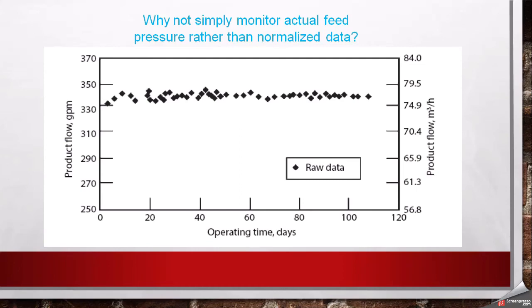After this, we are just showing you a case study with the help of these two graphs. The question is, why not simply monitor actual feed data, that is, the actual data of pressure, permeate flow or salt rejection? Now this graph shows the product flow in GPM, that is permeate flow, normal values we are using, plotted with respect to time. You can see that sometimes it goes up, sometimes it goes down, and it depends on other parameters, maybe here temperature changes or we are changing the pressure.